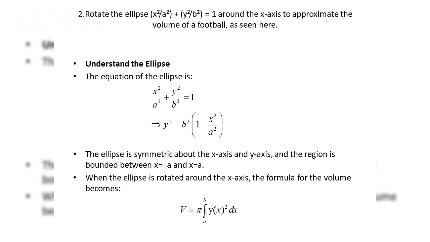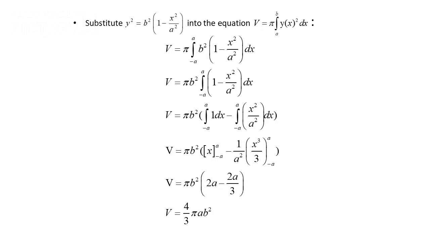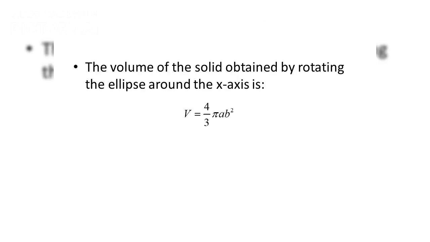Substitute the value of y squared equals b squared times (1 minus x squared/a squared) in the formula of volume and integrate it over -a to a. In the integration, a and b are constants, and the integration results in the value 4/3 pi a b squared. The volume of the solid formed by rotating the ellipse is 4/3 pi a b squared.